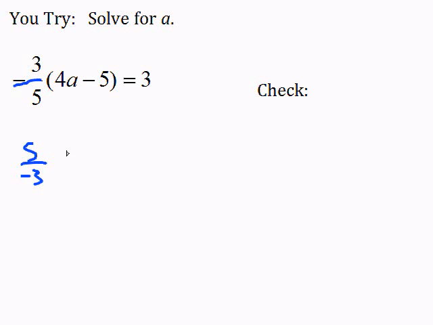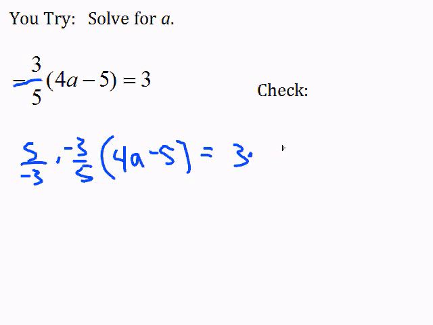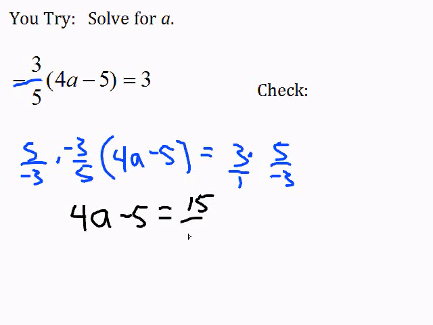5 over negative 3 times negative 3 over 5 times 4a minus 5 equals 3 times 5 over negative 3. I have to put the 3 over 1. Gives me 5 times negative 3 over negative 3 times 5 is just 1, which we don't have to write. So I'm left with 4a minus 5 equals 3 times 5 is 15 over negative 3. So 4a minus 5 equals negative 5.